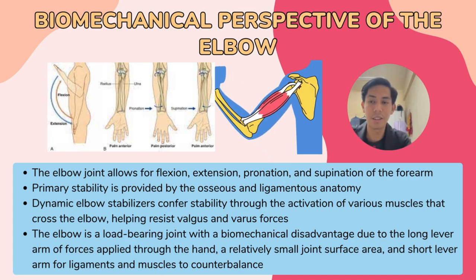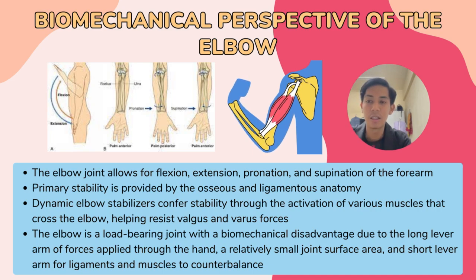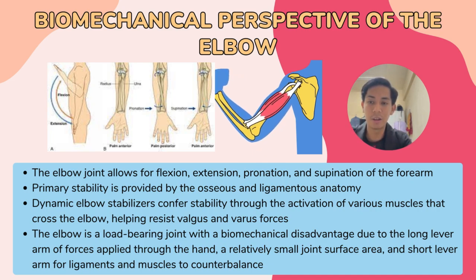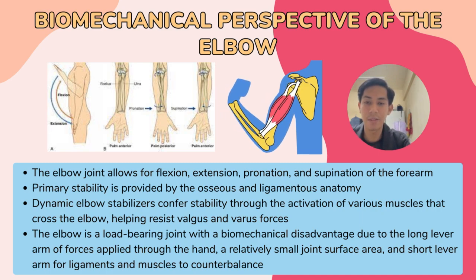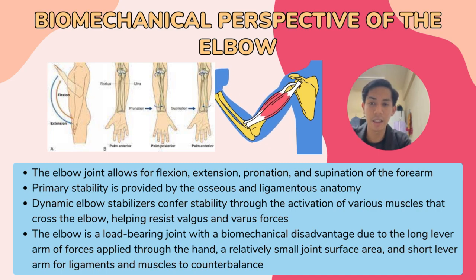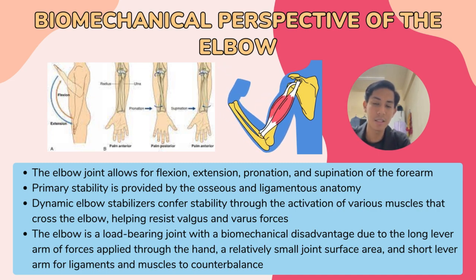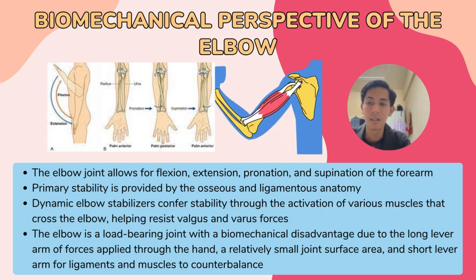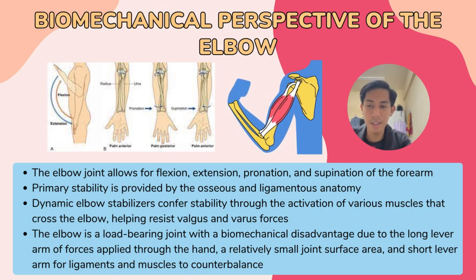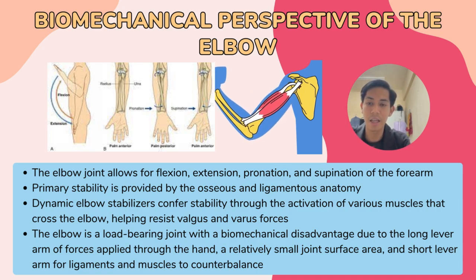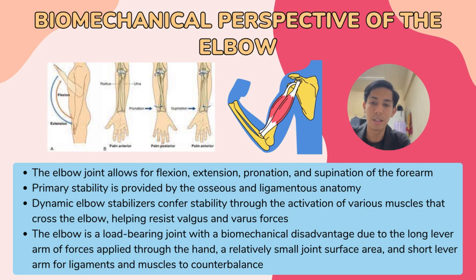For the final part, which is force transmission, the elbow is a load-bearing joint with a biomechanical disadvantage due to the long lever arm, with the force applied to the hand, and a relatively small joint surface area and short lever arm for ligaments and muscle to counterbalance. The elbow can experience high loads during sports like weightlifting, gymnastics, and racket sports like badminton and tennis.